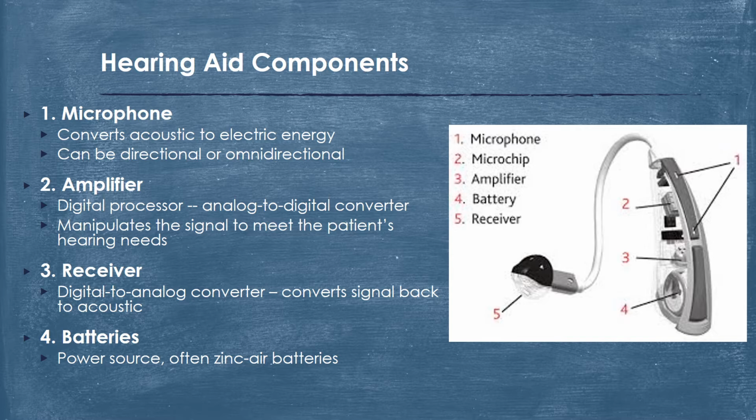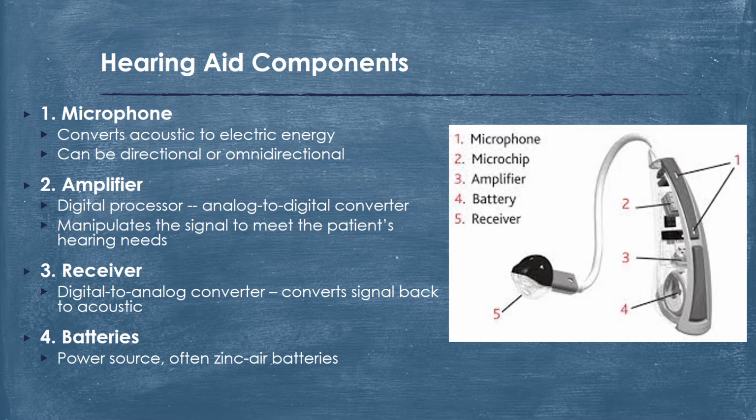The second step in the signal processing line for hearing aids is the amplifier. So within that amplifier, you have a digital processor, which takes that analog electrical signal and converts it to a digital code, so an A to D converter. And then that digital processor manipulates the sound to meet a person's hearing needs, so based on their hearing thresholds.